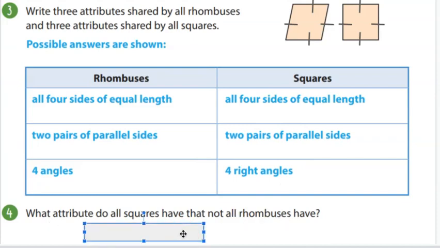Well, all squares, in order to be a square, you have to have a square angle. They have 4 right angles. So not all rhombuses are squares, but all squares are called a rhombus. Because in order to be a rhombus, remember, 4 equal sides and 2 sets of parallel sides. But I can't call this a square because of its angles, and that's what sets a square apart.